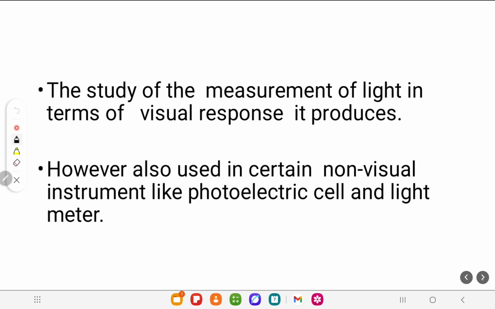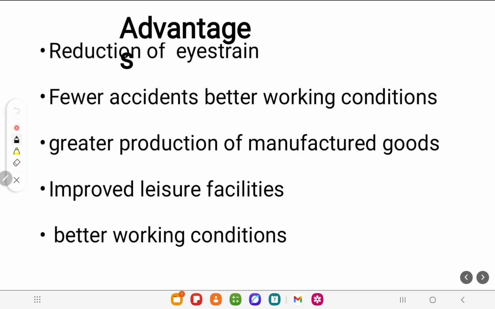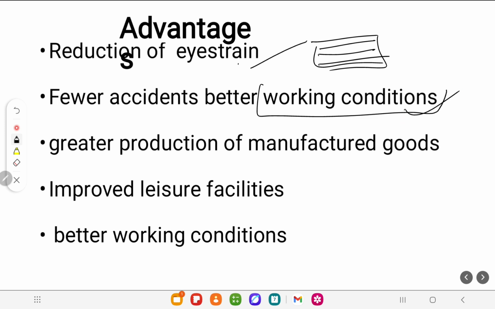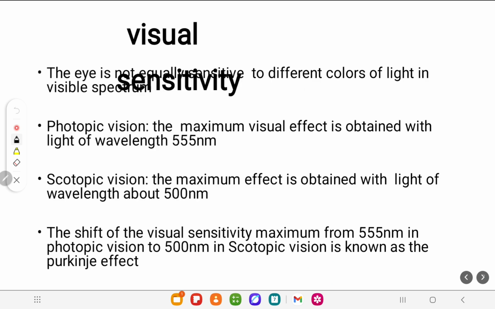Okay, so photometry is the study of the measurement of light in terms of the visual response it produces. However, it is used in certain non-visual instruments like photoelectric cells and light meters too. The advantage of photometry is that it reduces eye strain, because when we know the standard value for a certain work condition and instrument, it reduces eye strain and results in fewer accidents and better working conditions. That's why we need photometric values in working conditions: greater production of manufactured goods, improved facilities, and better working conditions. So photometry is helpful in this condition.